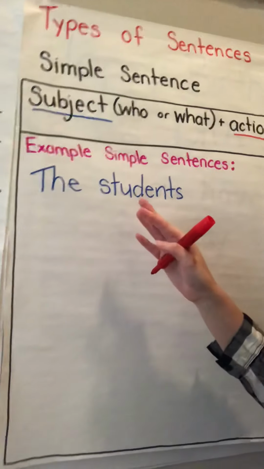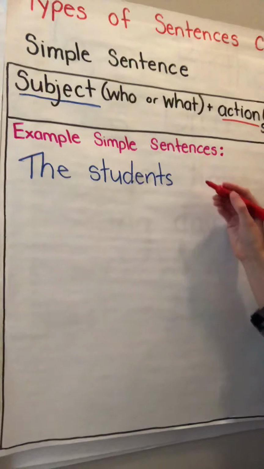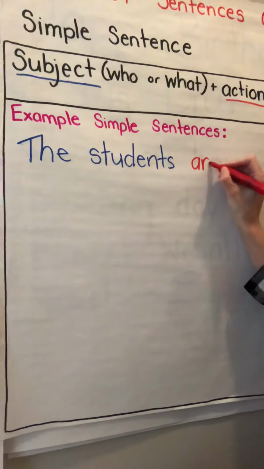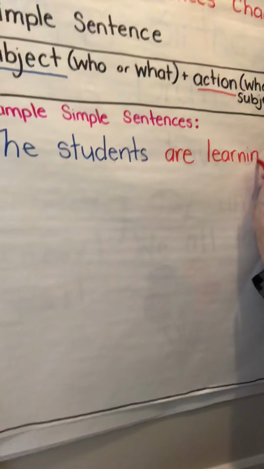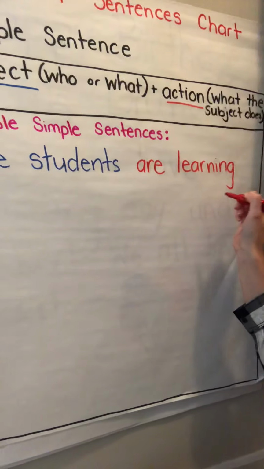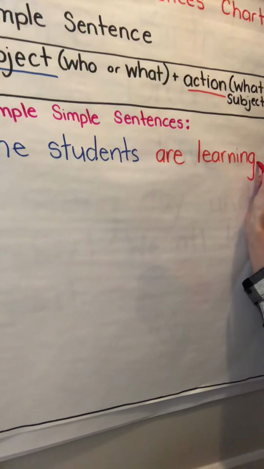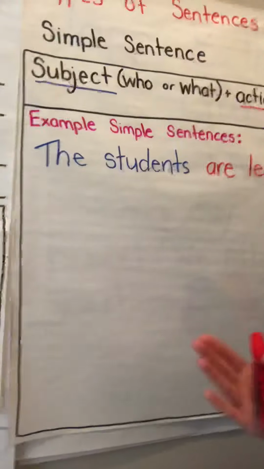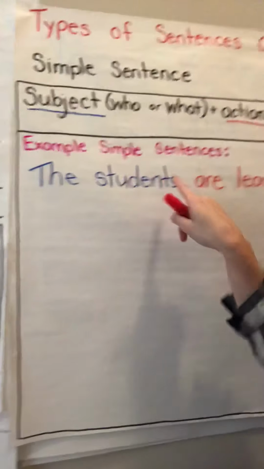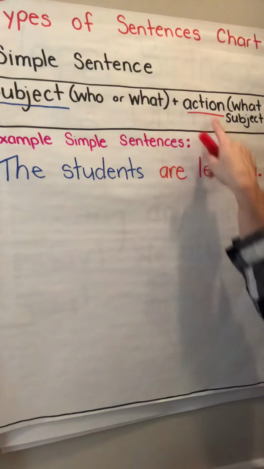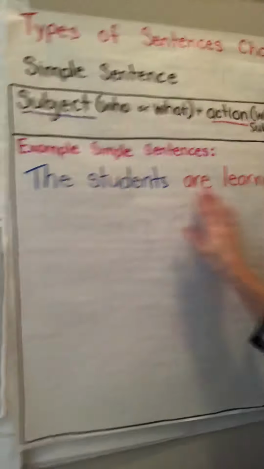So the students, so one thing that students are doing are learning. And then I can't forget, since I'm telling something, I'm going to put my period at the end. So I'm going to check to make sure it makes sense. So the students, that's my subject who this sentence is about, are learning. And my action. So when it's a simple sentence, all you need to have is one subject, something it's about, and an action. It's that simple.